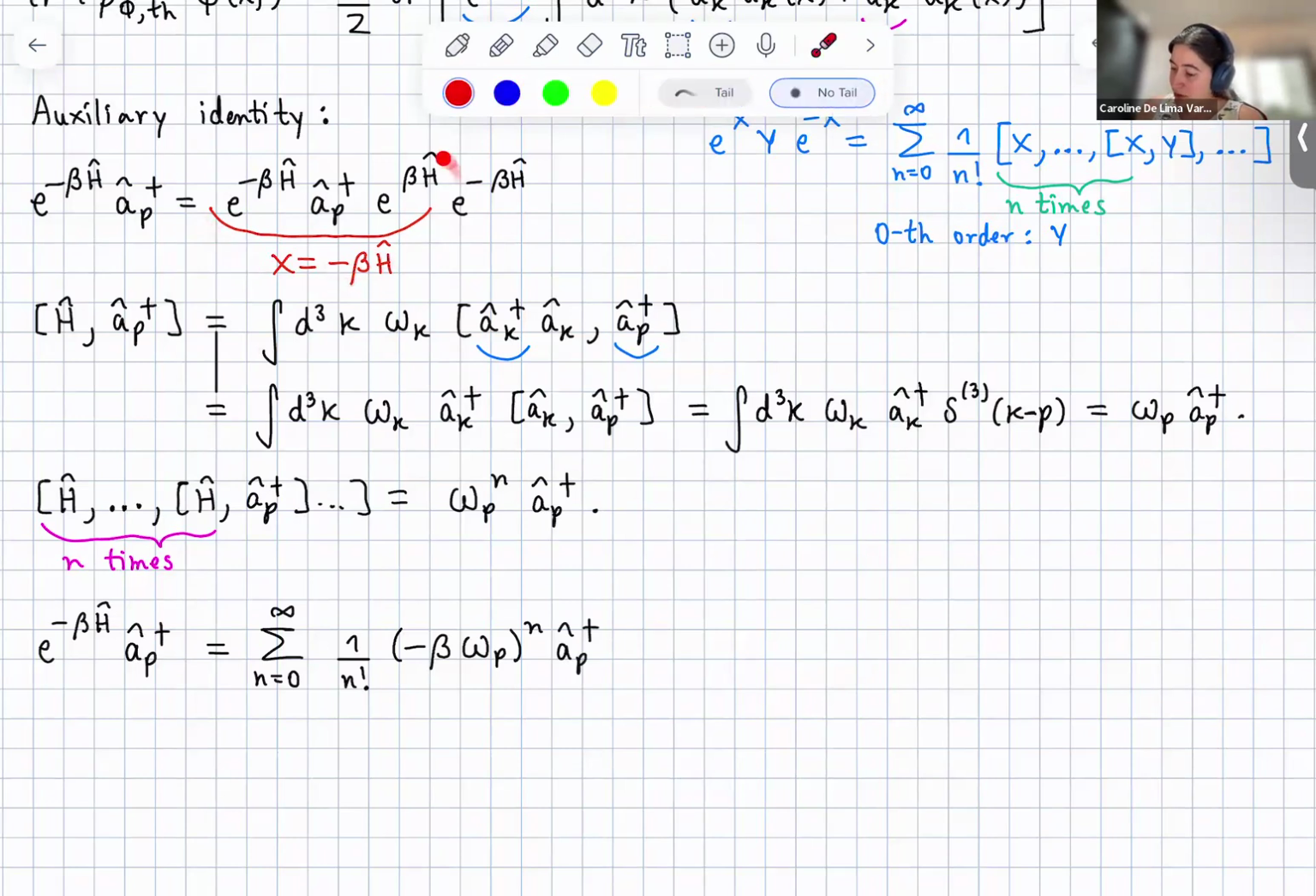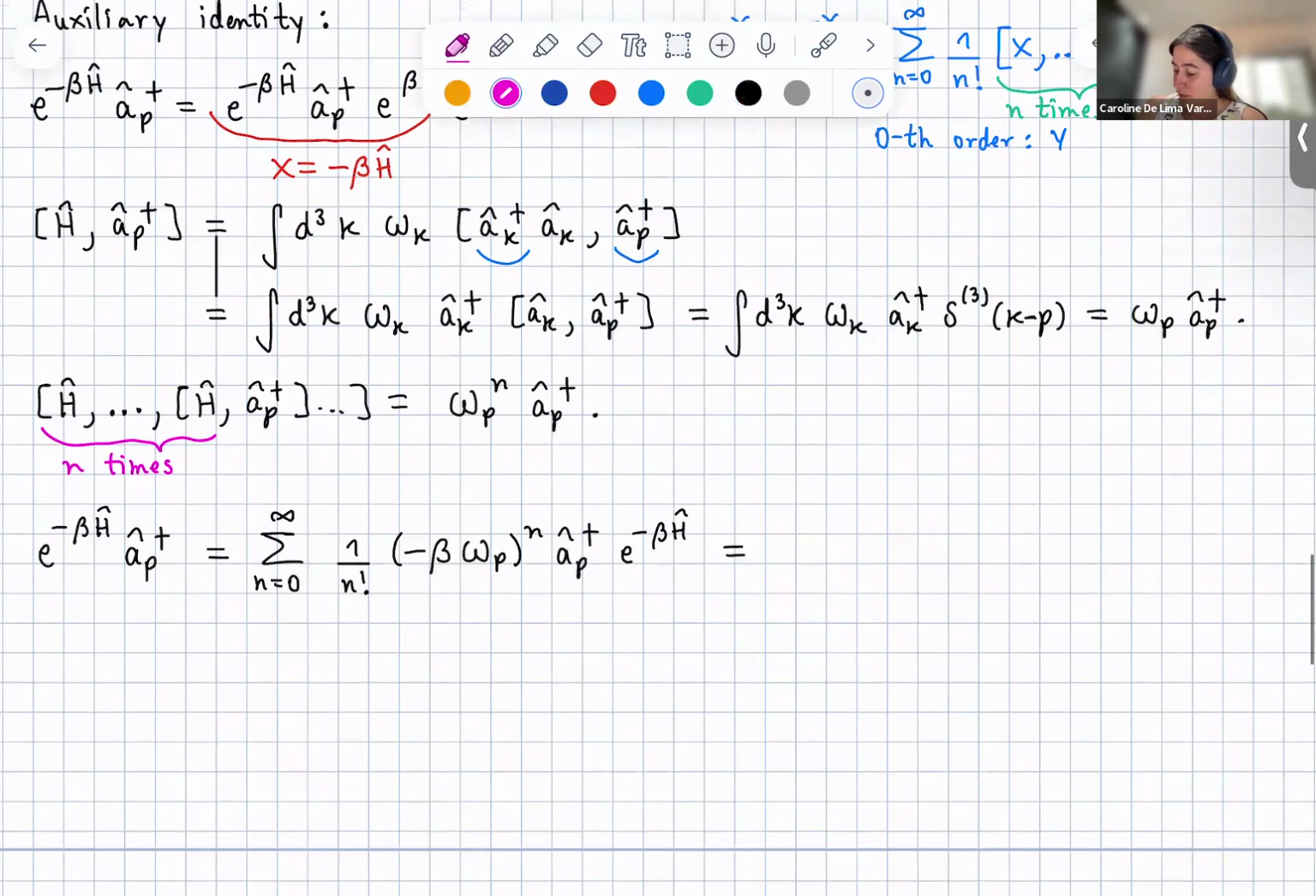And for now, I only copied this red part here, right? So I still need to copy the rest, which is literally just copying. So what this results in, if you notice, is I'll just have some exponential here, right? So I have e to the minus beta omega p times AP dagger times e to the minus beta h.